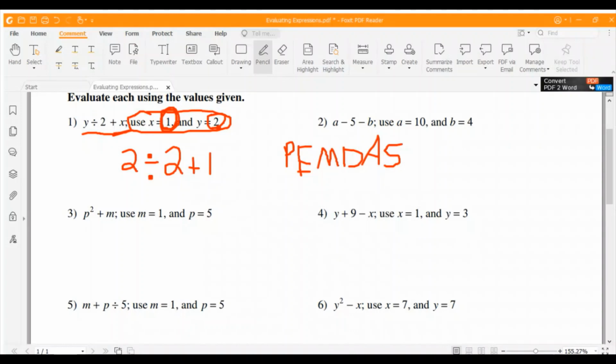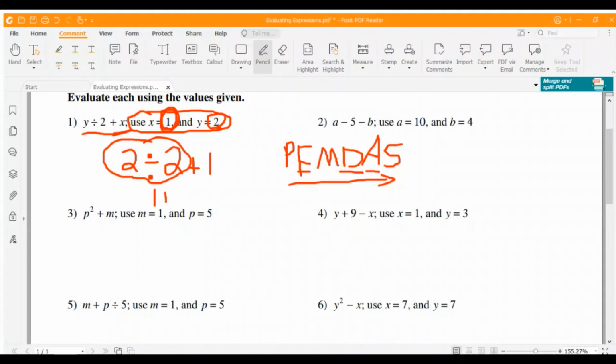If you follow this order and you just go in order left to right, you'll notice that division comes before addition. And those are the only operations that we have here in this expression. So I'm going to start with the division piece. I got 2 divided by 2. That is going to have to be calculated before I add 1. Well, 2 divided by 2 is 1.